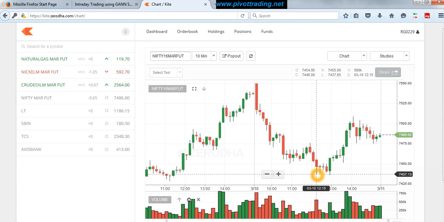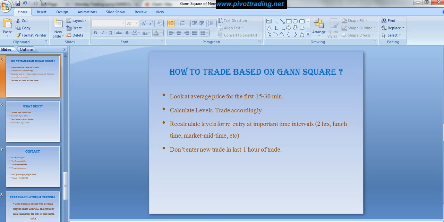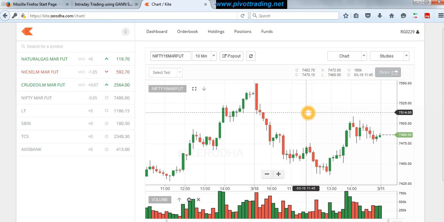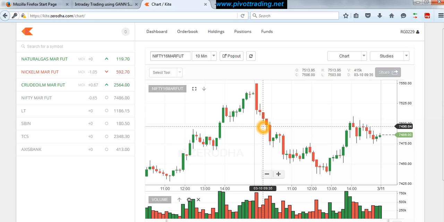Now the market is still open. Half of the day is remaining. As I mentioned before, we can use any of the concepts from here. We can either use the every 2 hours approach, we can use the lunchtime approach, or we can use a market midtime approach. So let's say we use the every 2 hours approach. We calculated the first levels at 9:30. The second level would be after 2 hours, at 11:30. The next 2 hours will be at 1:30. So let's say we will be calculating the levels at 1:30.